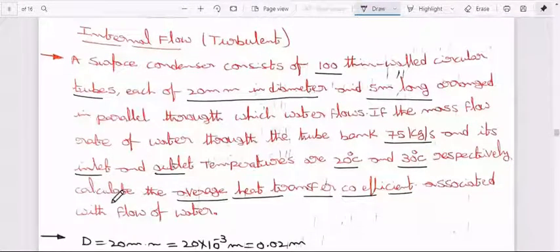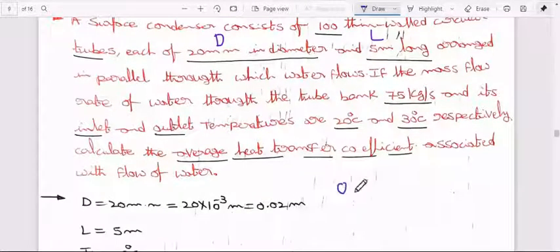So next question. A surface condenser consists of 100 thin walled circular tubes, each of 20 mm in diameter. So the diameter is equal to 20 mm and the length is equal to 5 meters, arranged in a parallel way.